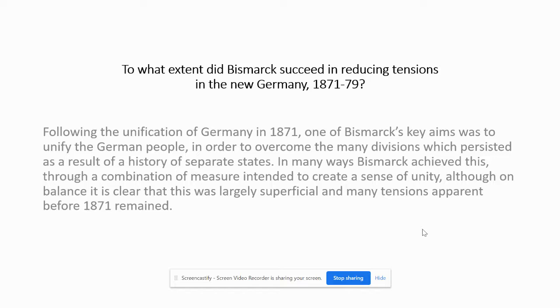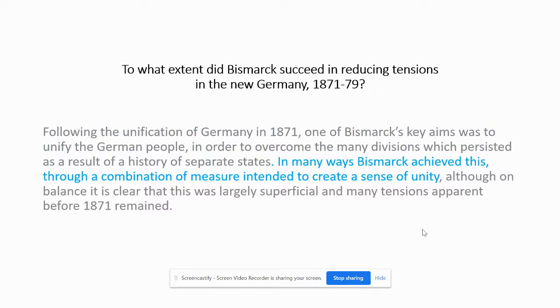So again, just a line here of, in fact, quite a long line of context following the unification of Germany in 1871. So just highlighting that they know that's when the unification happens, not in the question. There it is, they know that. One of Bismarck's key aims was to unify the German people in order to overcome the many divisions which persisted as a result of a history of separate states. Now, you might have inferred that from the question, but again, you're just highlighting that you know why this question is being asked there.